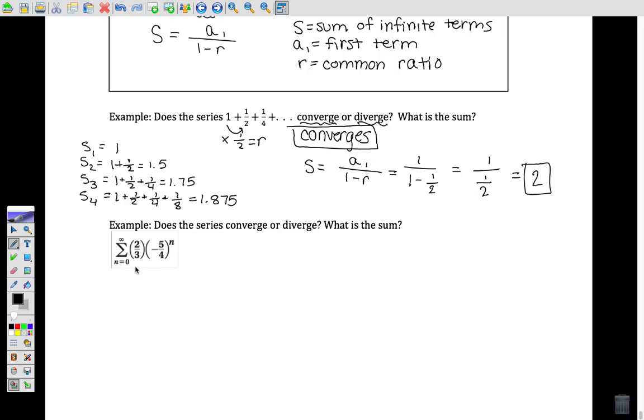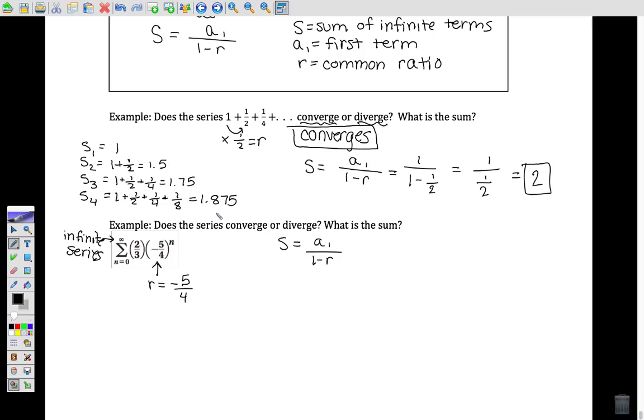We look at this second example. We're given summation notation this time. This indicates that it's an infinite series. So we're going to have to use the formula we just learned. Now looking at this formula, it is geometric because we have something raised to the nth power. So again, whatever is being raised to the exponent, that is your common ratio. So in this case, our common ratio is -5/4.